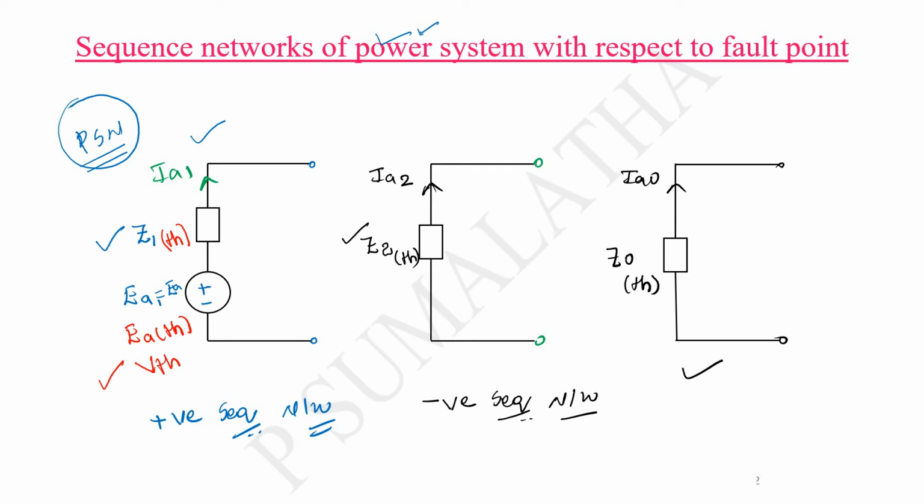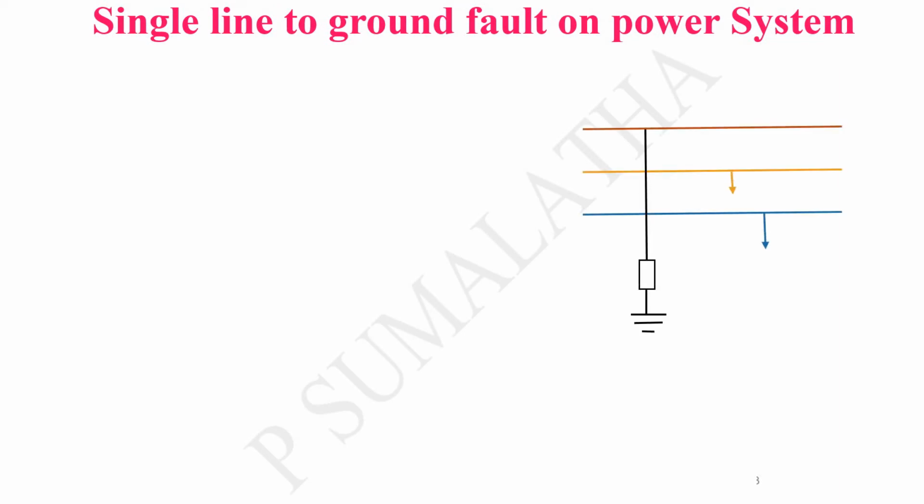Now let us see how to find the fault current if the unsymmetrical fault occurs at any point of the power system. Single line to ground fault. Consider the circuit. Generally, other than the synchronous generator terminals, the fault will occur the majority of the time with respect to the transmission line. So we have represented the power system network with the lines A, B, C. Let us consider phases A, B, C, and the fault is going to occur with respect to phase A to the ground.